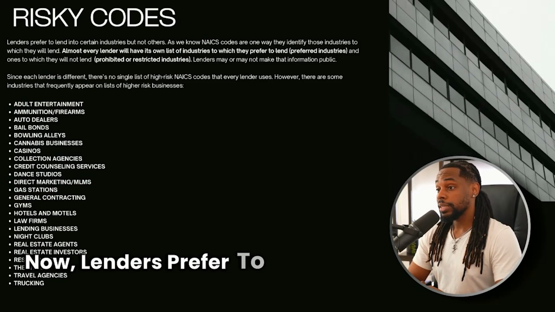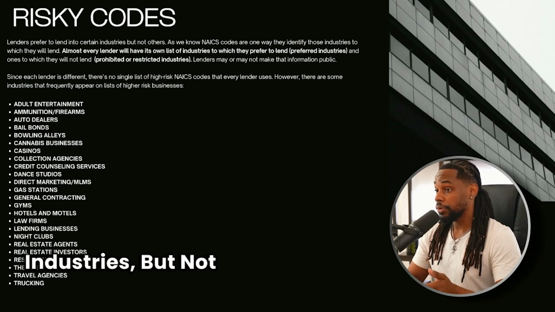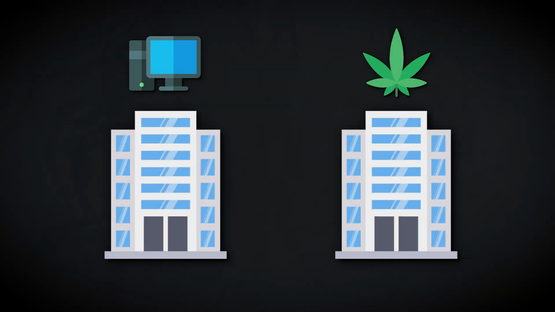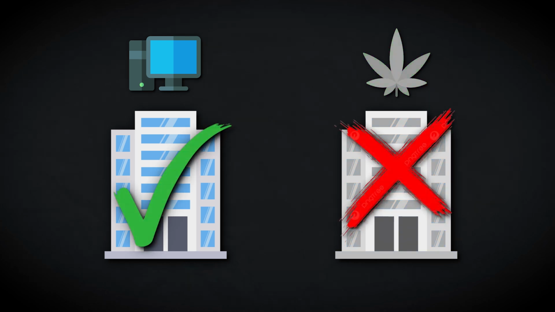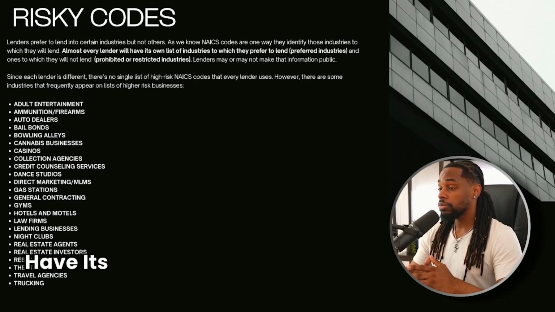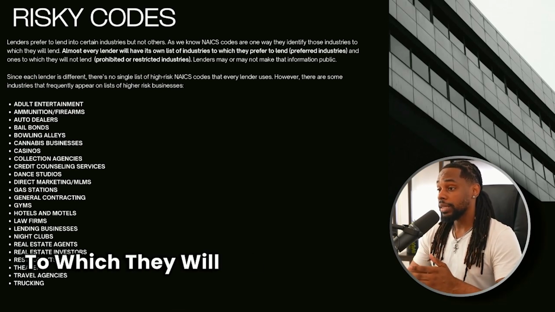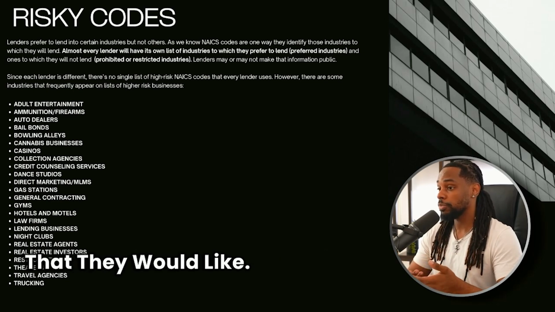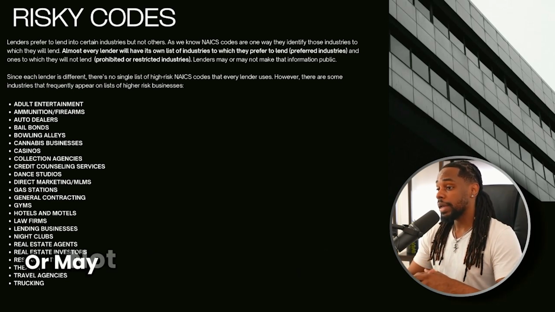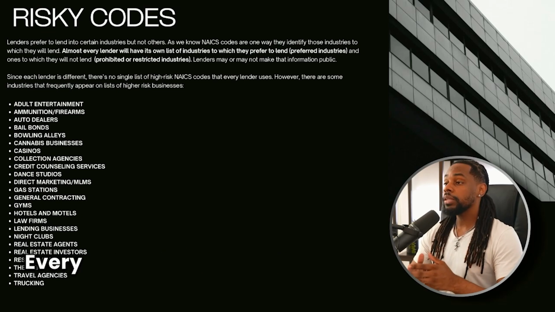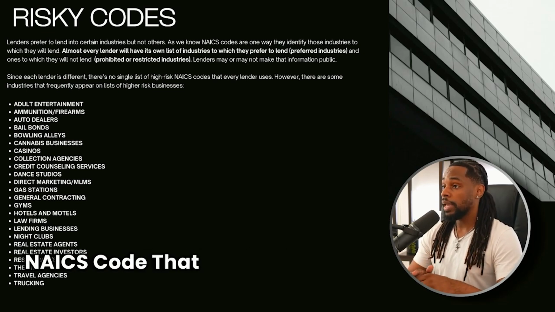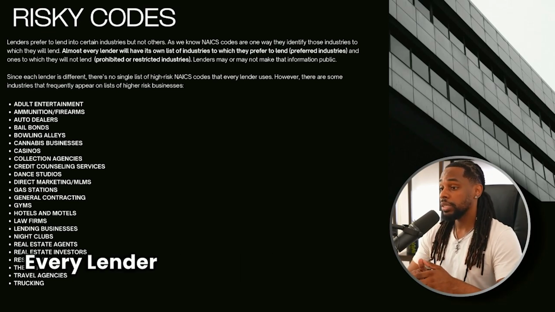Now, lenders prefer to lend in certain industries, but not others. And as we know, NAICS codes are one way of identifying those industries to determine which ones they will lend to. Now, almost every lender will have its own list of industries to which they prefer to lend and the ones to which they will not lend. We just went over that, the prohibited and then the industries that they would like, the preferred. Lenders may or may not actually disclose this information. Every lender is different. No matter what anyone tells you, there is not one particular code that everyone will just lend to. Every lender is different.